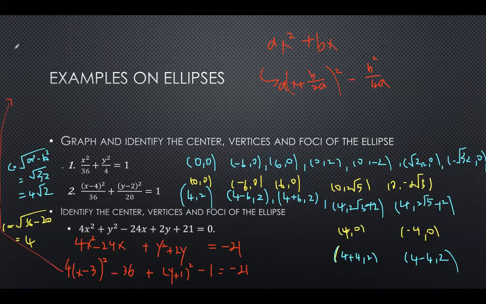Here, it becomes 4 times x minus 3 squared plus y plus 1 squared equals to, you're adding 1 and adding 36 to the other side of the equation, so it becomes 16. Okay. And finally, you have to make the other side 1, so you have to divide it by 16 on both sides of the equation.